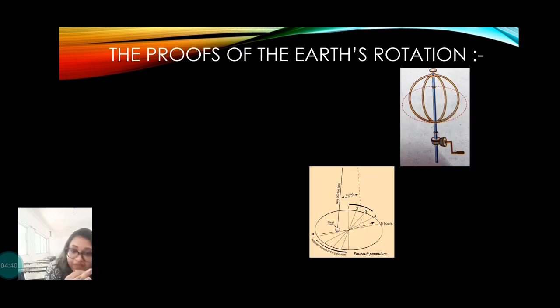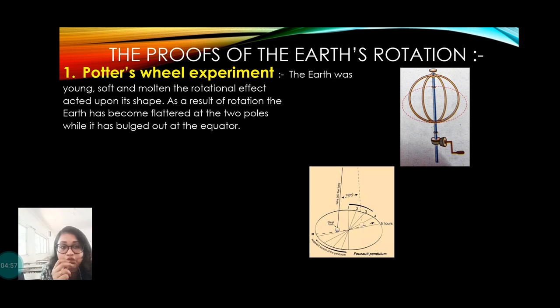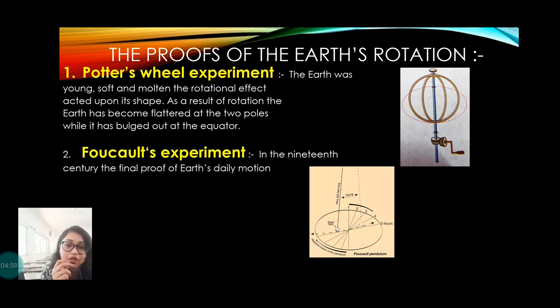Okay, we live in the Milky Way galaxy. Now the next one, there is proof that the earth rotates around the sun. So what are the proofs? We are going to discuss them one by one. First, the experiment given by Potter. Okay, what is that experiment?